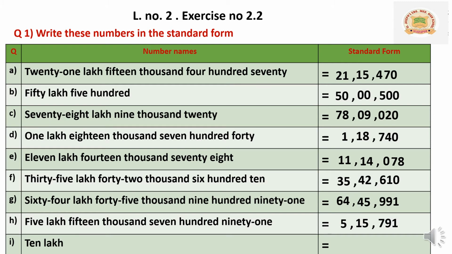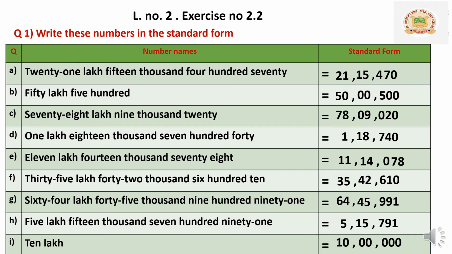Next last question. I. 10 lakh. So directly we have to write 10 lakh. Then for the remaining thousands period and ones period, we have to place the zeros. So this is 10 lakh. This is the question number 1, which we have written the answers.